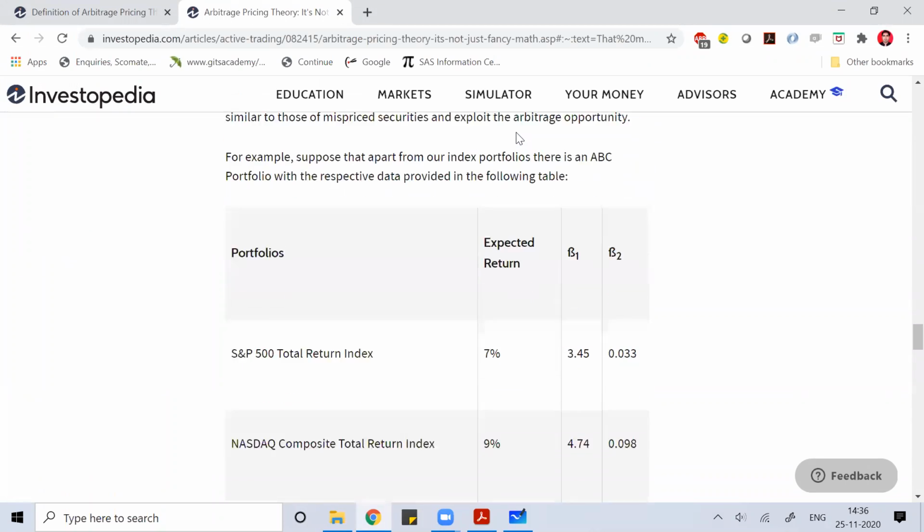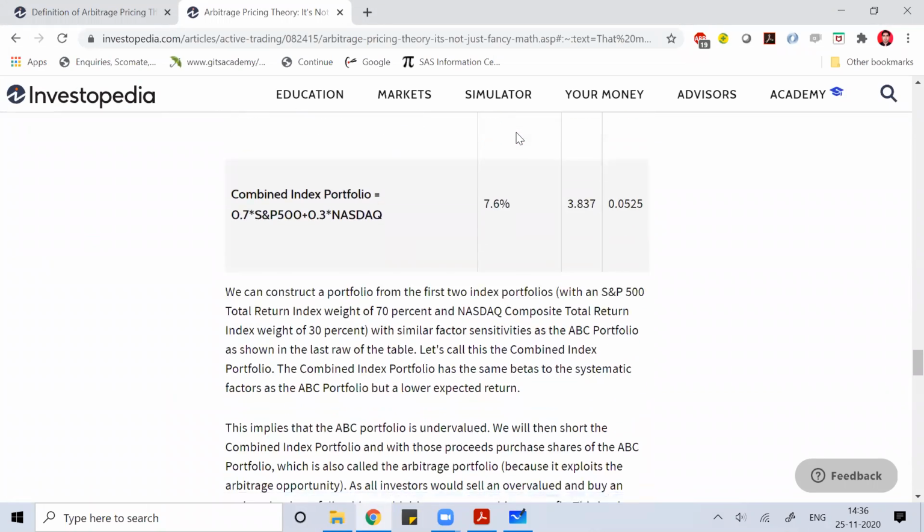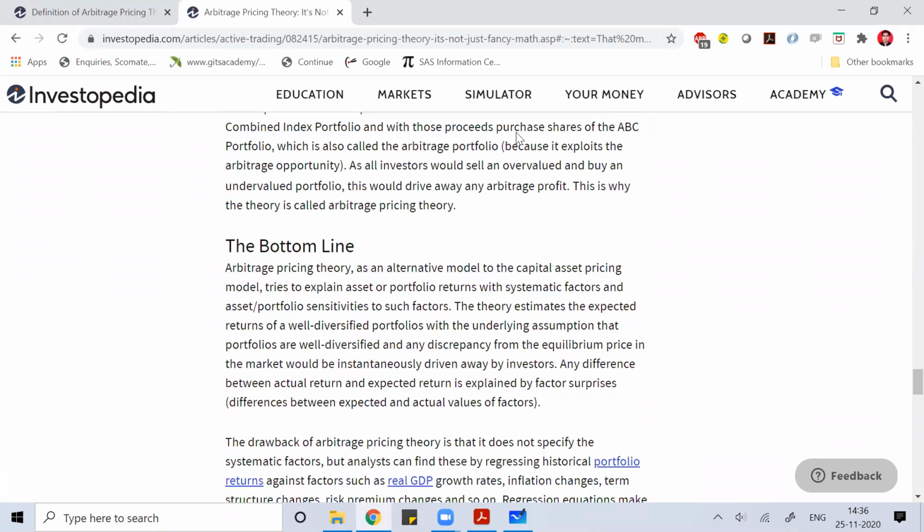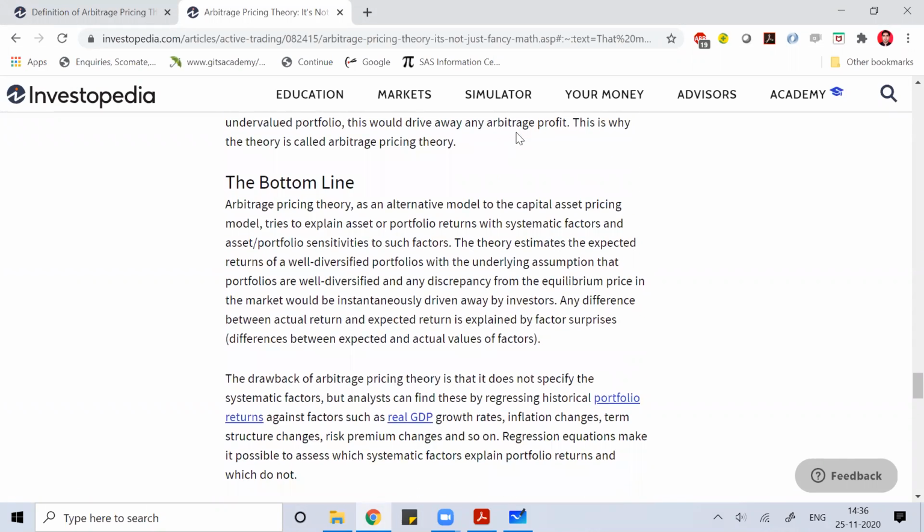So when we work on arbitrage pricing, the ultimate objective here is that we need to create a model which altogether can consider the different forms of systematic risk, which a model can support. So the arbitrage pricing model, as an alternate model to the capital asset pricing model, tries to explain the assets or the portfolio returns with the systematic factors and the portfolio or asset sensitiveness to these factors.